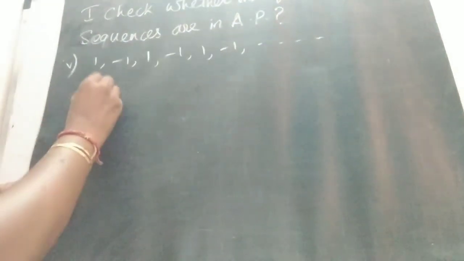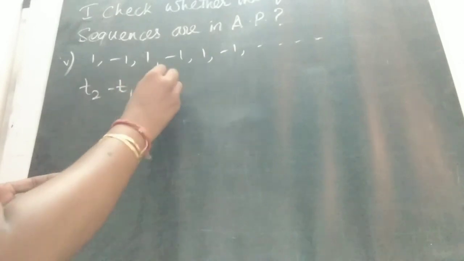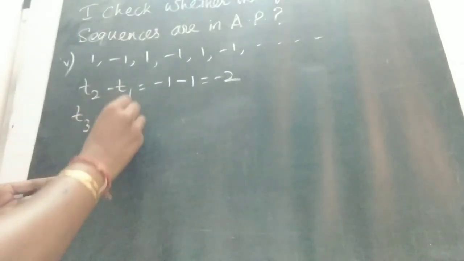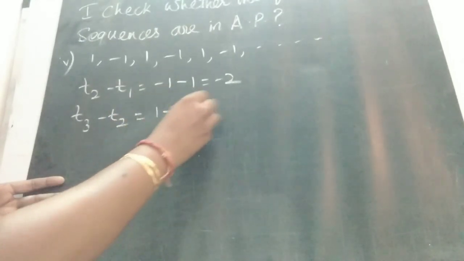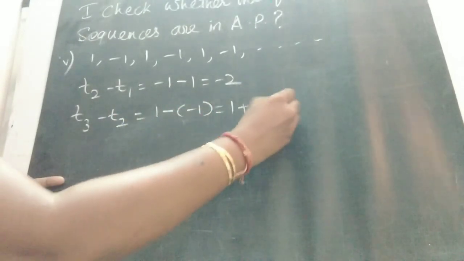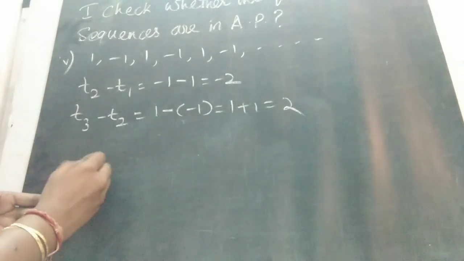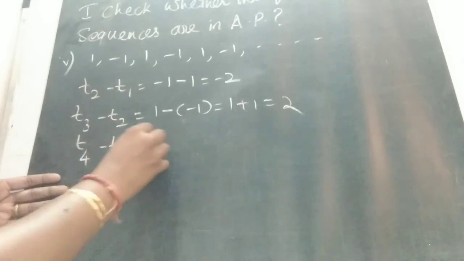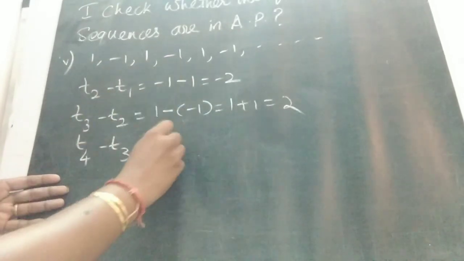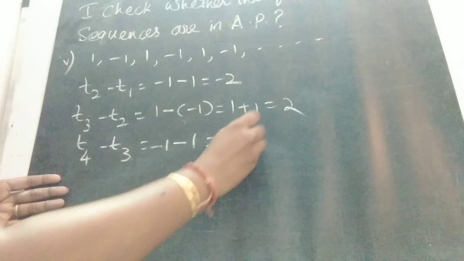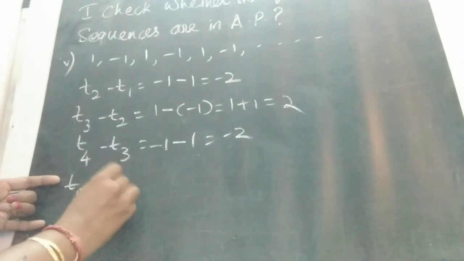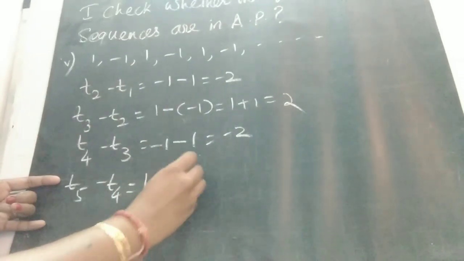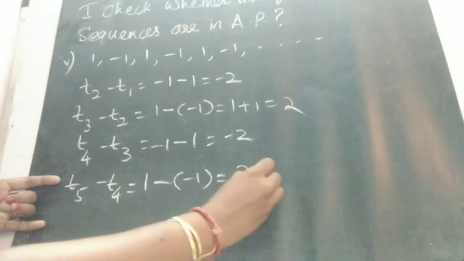See your next question. Here T2 minus T1: minus 1 minus 1, which is minus 2. Again third term minus second term: 1 minus of minus 1, which is 1 plus 1, which is 2. The next, T4 minus T3. T4 is the fourth term, minus 1, which is again minus 2. Again T5 minus T4. Your T5 is 1. 1 minus of minus 1, that is 1 plus 1, which is 2.